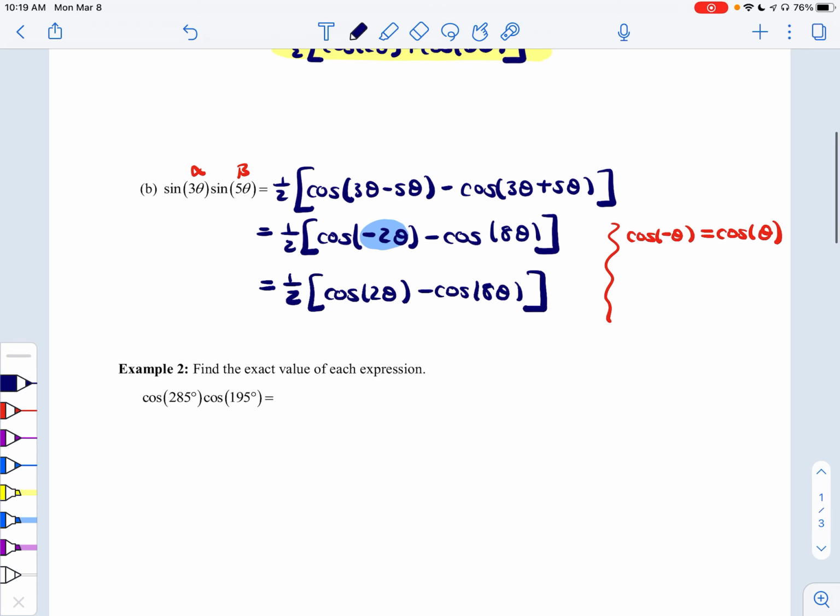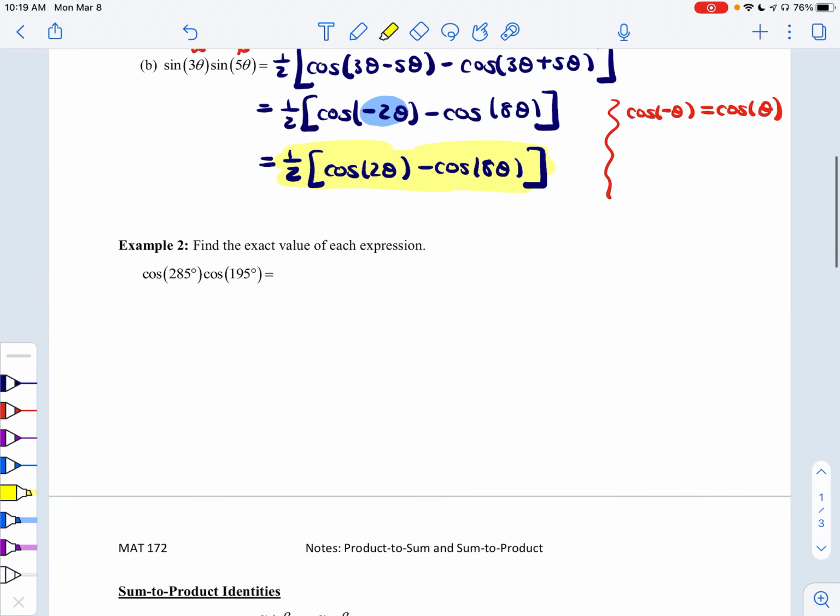And if it were a sine function, just remember that sine is an odd function. So sine of negative theta is equal to negative sine of positive theta. So in any case where you have a negative angle, just use your even odd properties in order to rewrite them as a positive angle. Once you change that to a positive angle, this is our final answer.